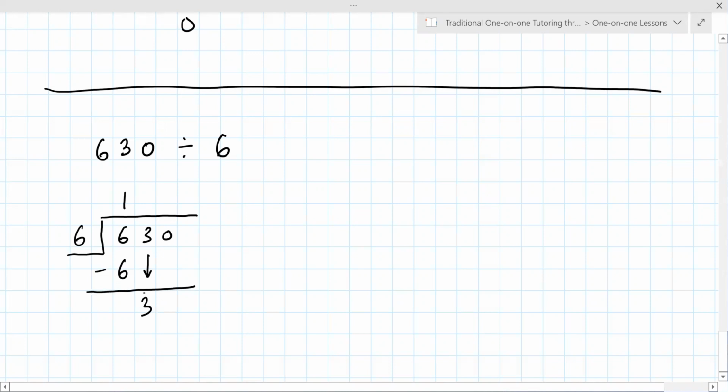Does 6 go into 3? No. So you put a 0 here, and then you bring the next number down, 0. How many times does 6 go into 30? 5. 5 times. Good. 5 times 6 is 30, and you subtract and get 0.